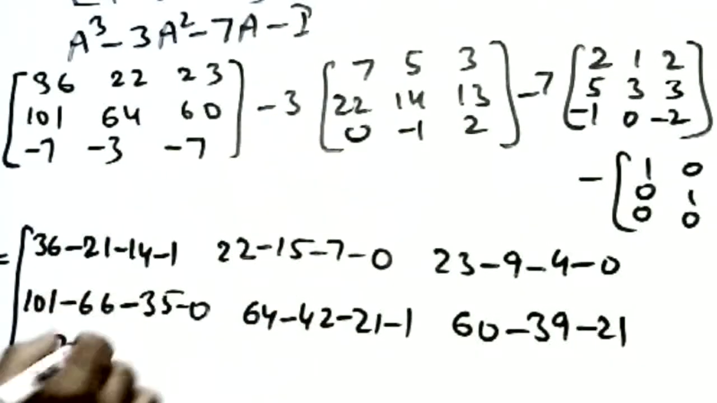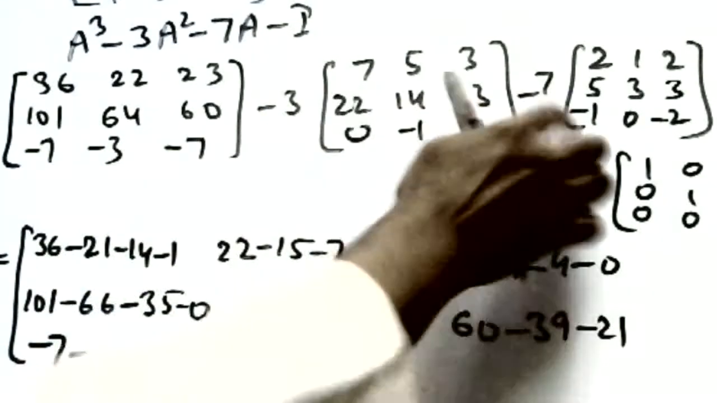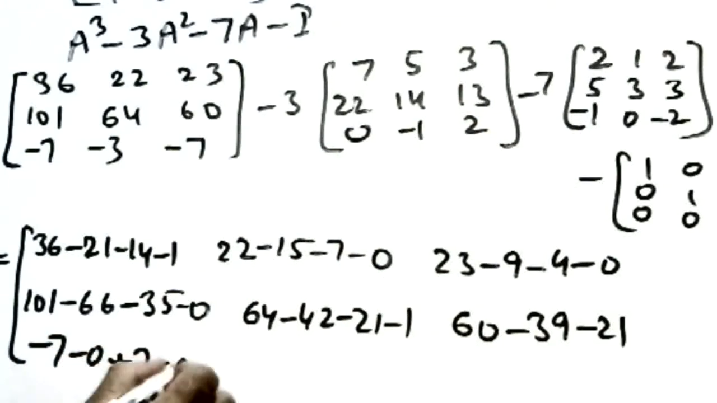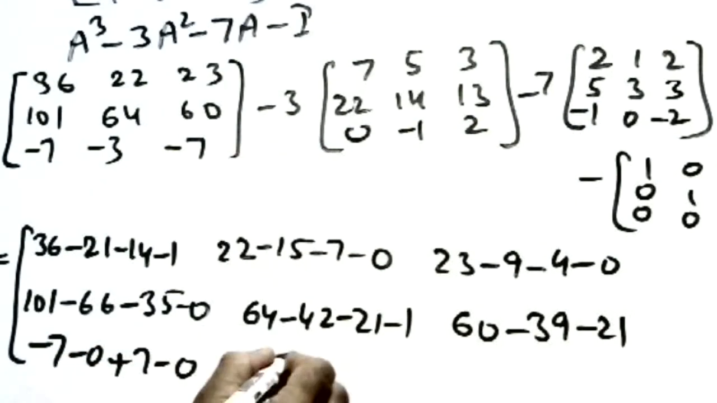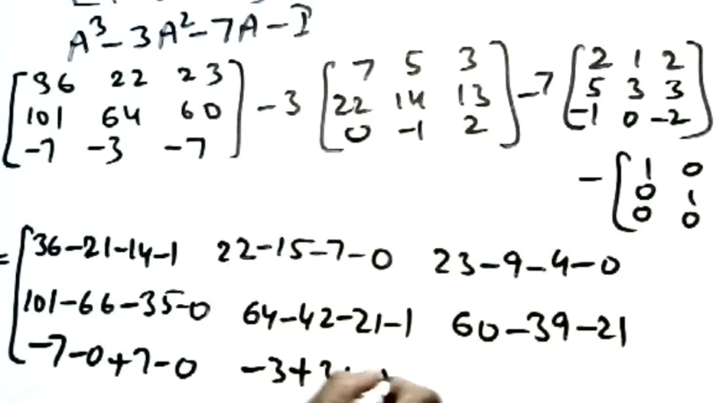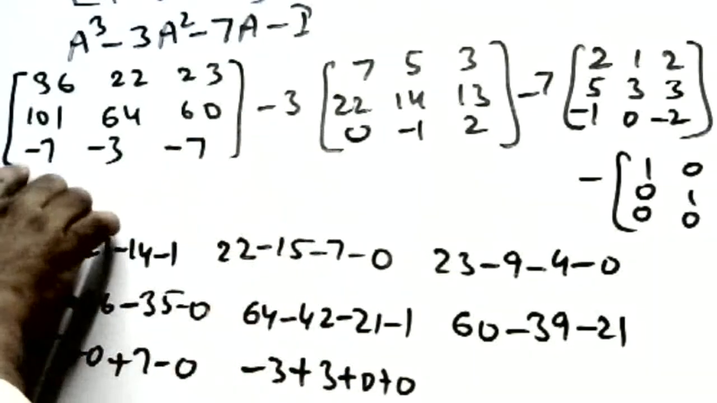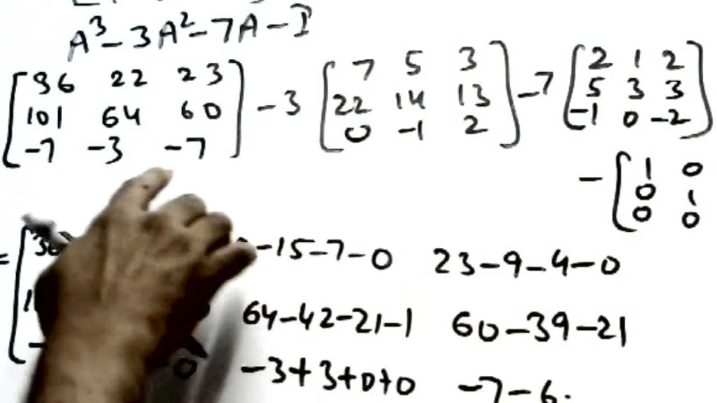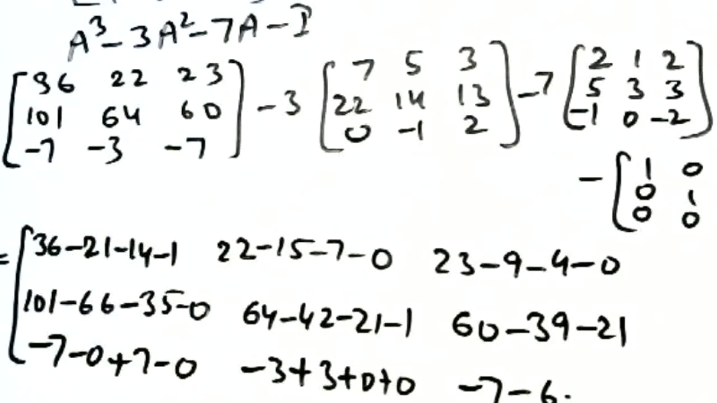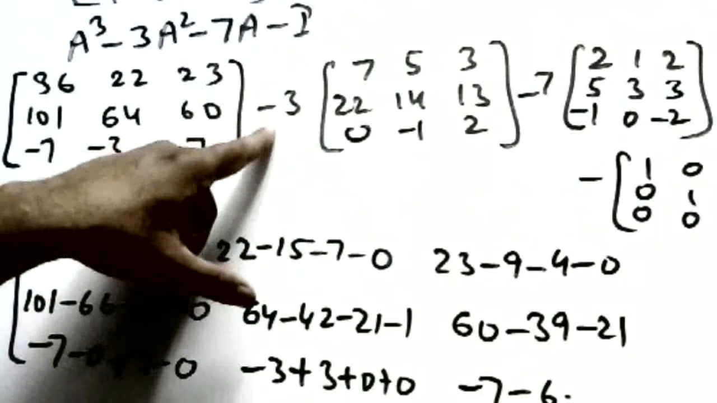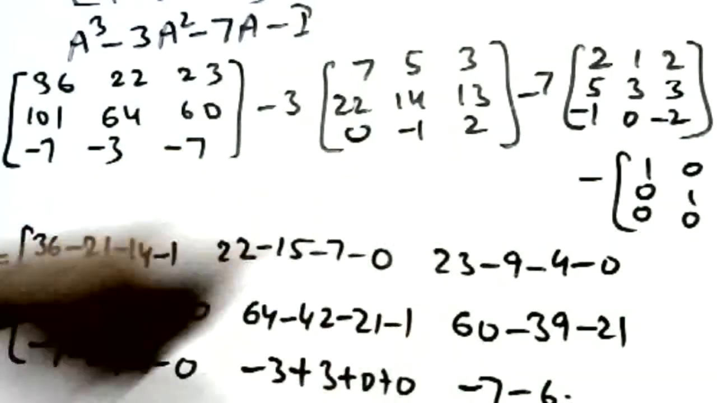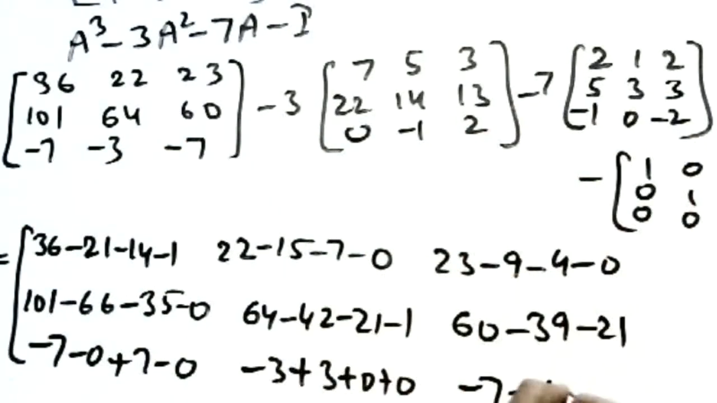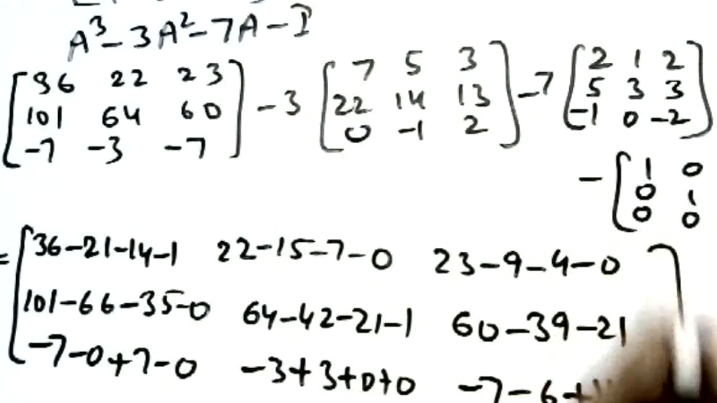Now the last step: minus 7, 3 into 0 is minus 0, minus 2 is plus 7, minus 0. Here minus 3, minus 2 is plus 3, plus 0, plus 0. Lastly minus 7, minus 6. Minus 7 here, actually it's minus 7, minus 6, okay, minus into minus plus 14, minus 1.